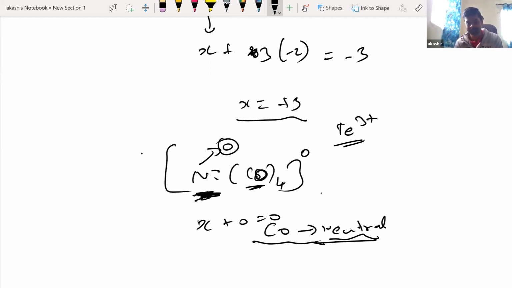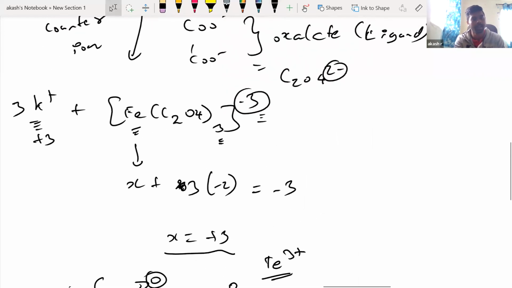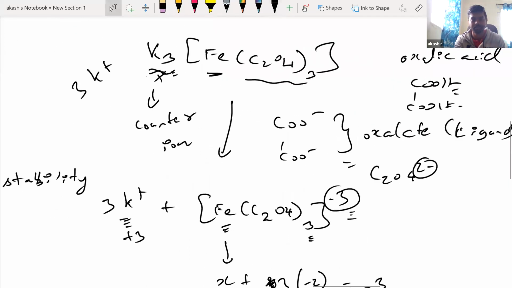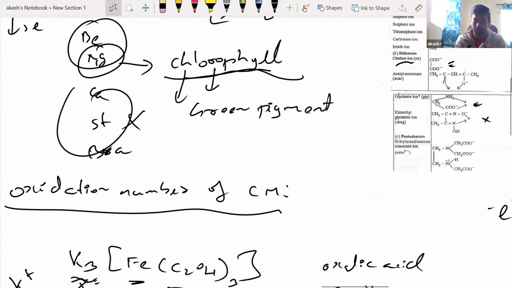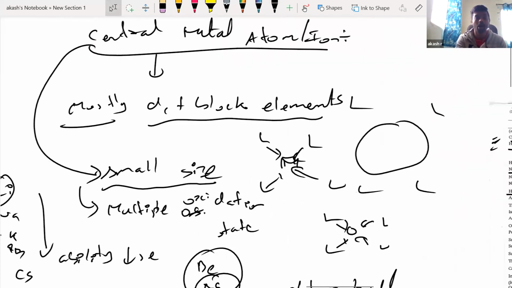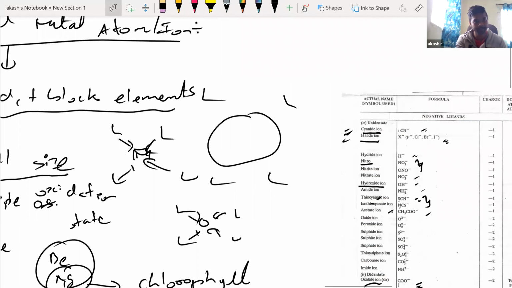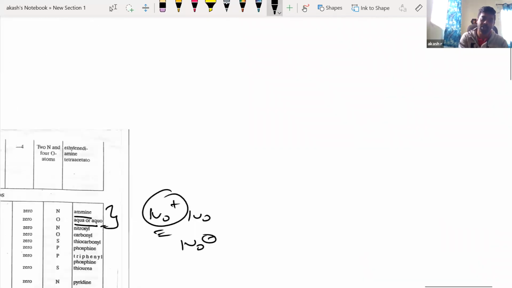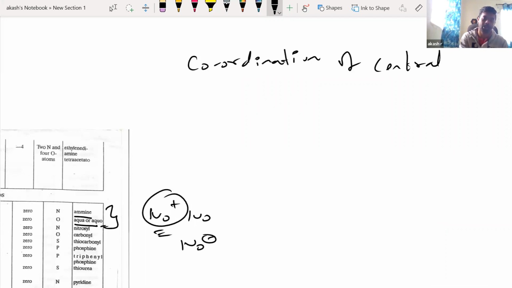No doubt about it. What is the time? We have time. So now I think I can introduce you to IUPAC naming. Before that, maybe we'll talk about one more thing. We talked about the oxidation number of the central metal atom or ion. We can also speak about the coordination number of the central metal atom or ion.